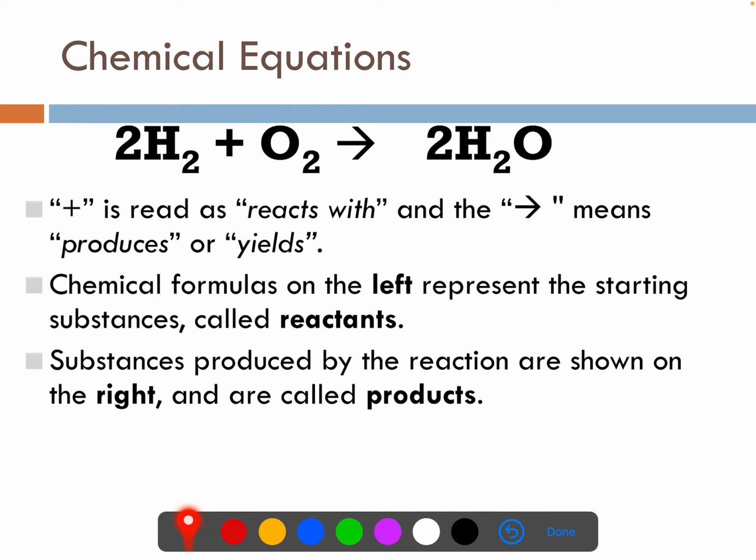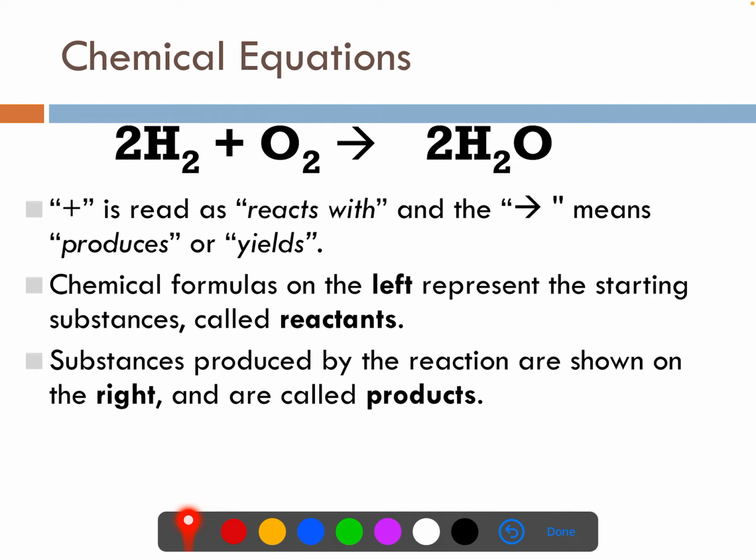First of all, we read them from left to right, but we'll see later on in the year they don't necessarily always move from left to right. On the left-hand side of the equation, these are called the reactants. And this is what we start with. These are the starting substances. On the right-hand side of the equation, these are called products. This is what we produce in the equation.